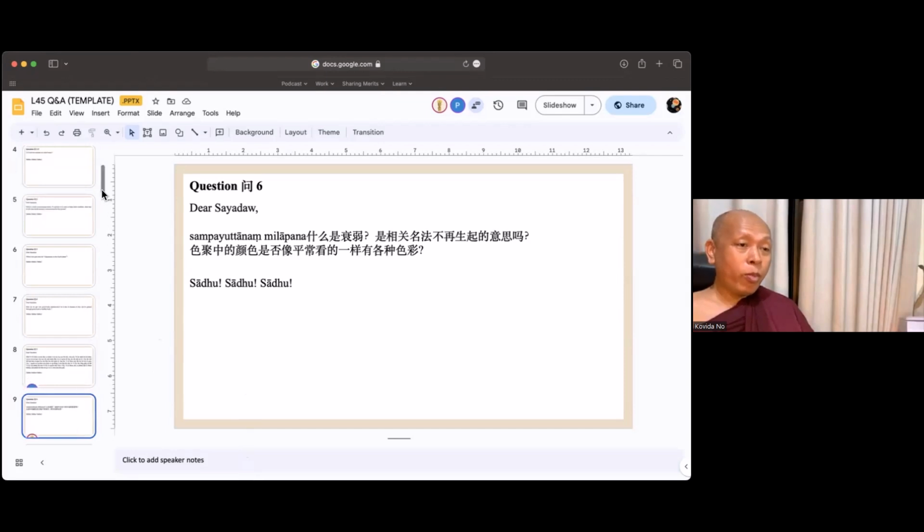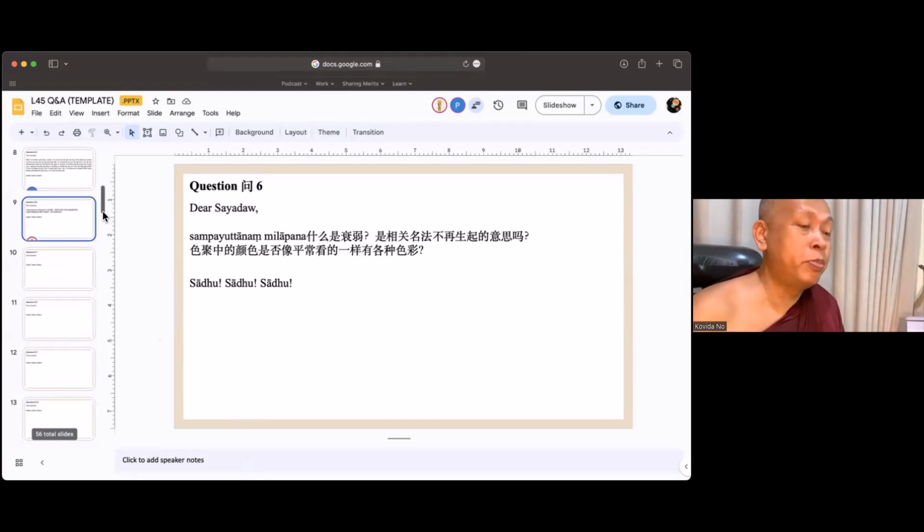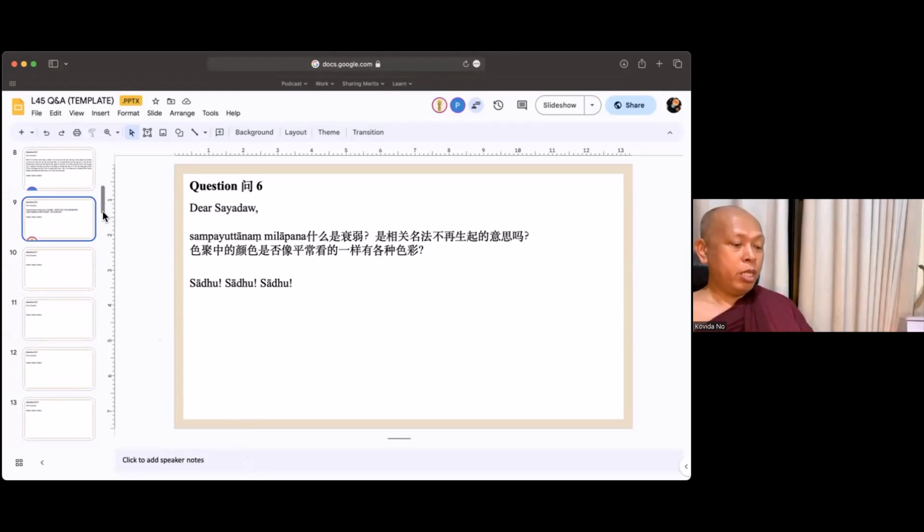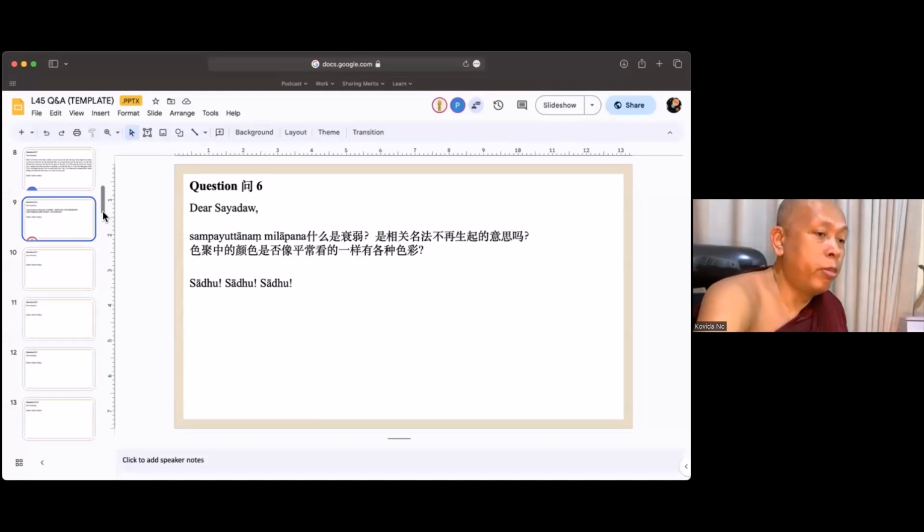This is also for interpretation, Bante. Dear Sayadaw, in the Sambayutana, Mulabana means weakening. So his question is, does the meaning of weakening mean the associated dhamma would not arise? Is that the meaning? Second question: in a kalapa, there is color, the vanna, as a rupa. Would this color be different from the color that we see normally with our eye?